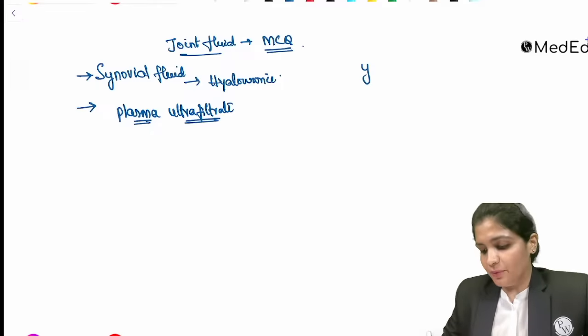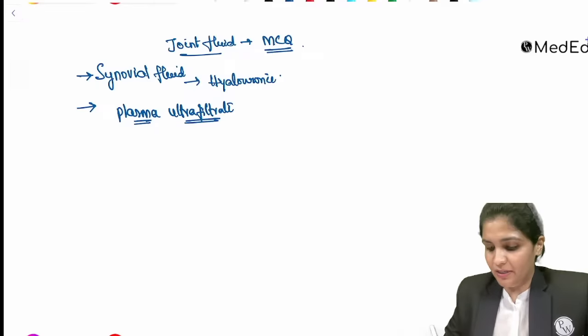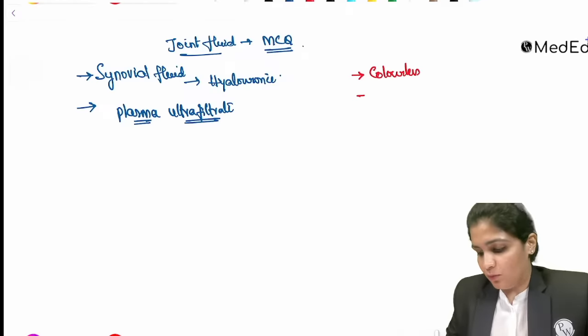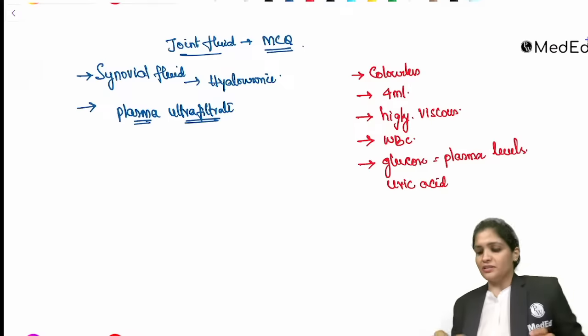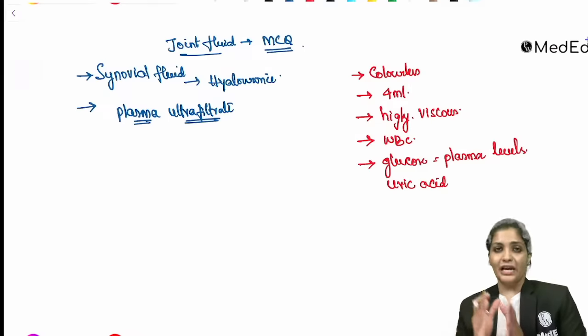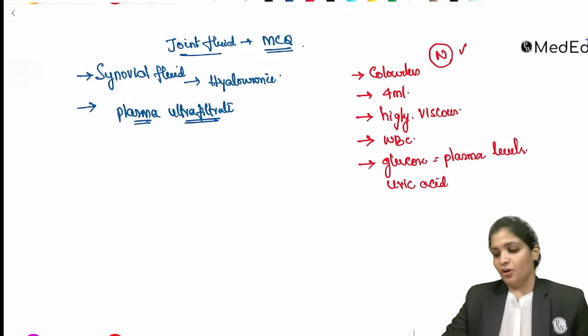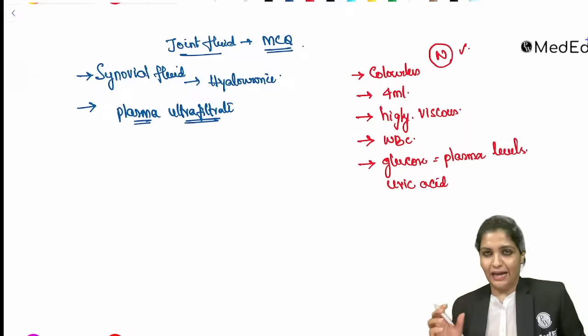So normal synovial fluid is usually colorless, and volume will be up to 4 ml and it is highly viscous, right? Because of the presence of your hyaluronic acid, it is highly viscous, and only a few WBC are present, right? And the glucose and the uric acid will be equal to your plasma levels, right? So these are the few important points regarding your normal synovial fluid. Normally, it is colorless, 4 ml in volume, and highly viscous.